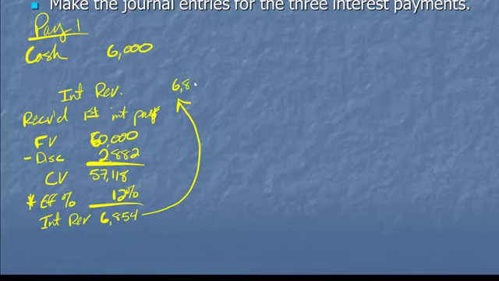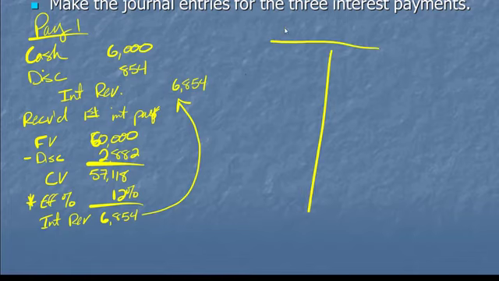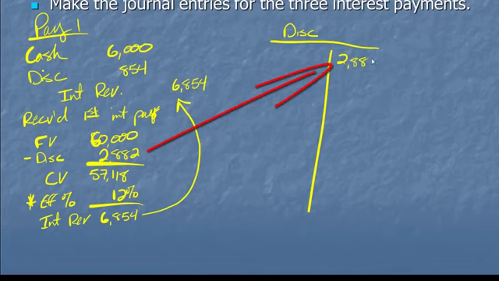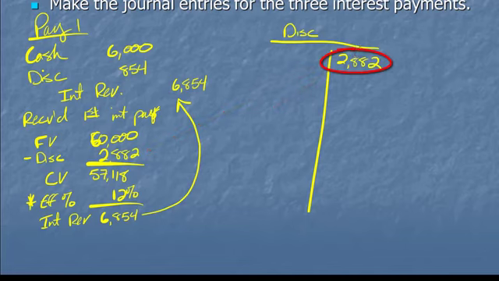Now, I don't balance, and that's the whole idea. Because I don't balance, my plug figure is going to go to that discount account. And that's how I'm going to get rid of my discount. So let's do a T account so we can see what's going on. Here's my discount account, and we started out with a credit of $2,882. The goal, remember, is to get this to zero. So if I have a credit balance and I want it to go to zero, I need a bunch of debits. So here's my first debit.